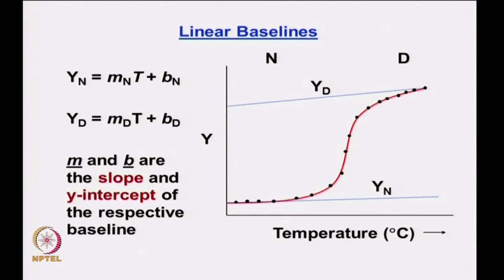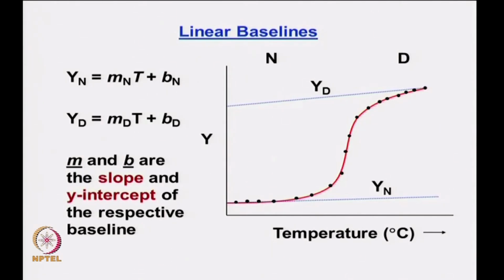Now, the same thing happens with yd, exactly the same way. This is yd, the blue line corresponding to yd, and then you have md times T plus B of d, where md is the slope for the baseline of the post transition, and B of d is the corresponding intercept as written out here. Okay, these are two things.